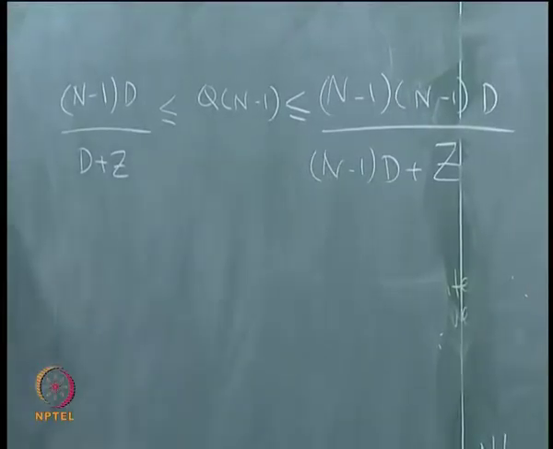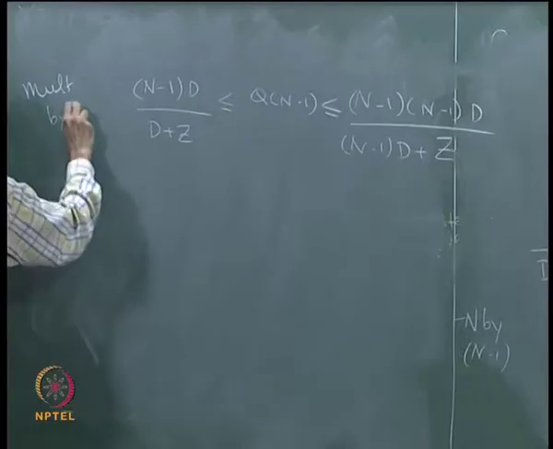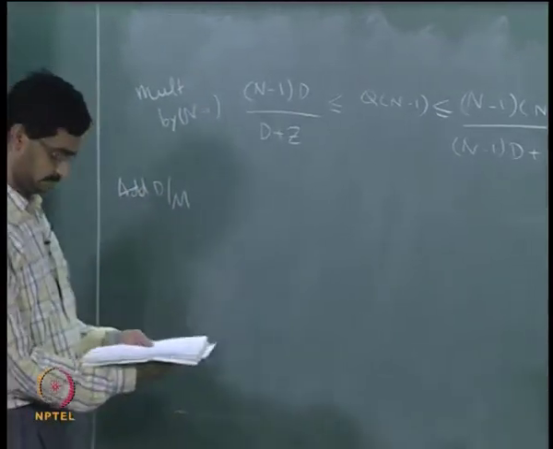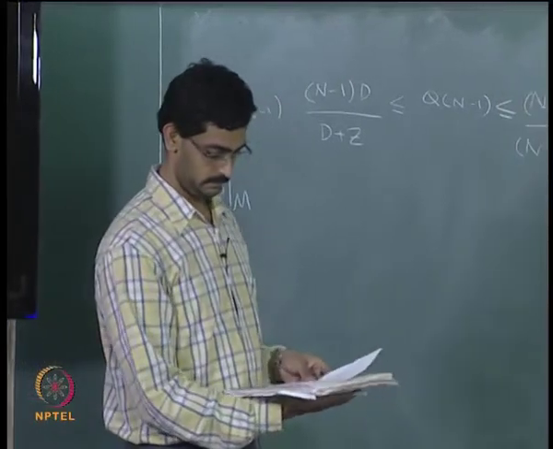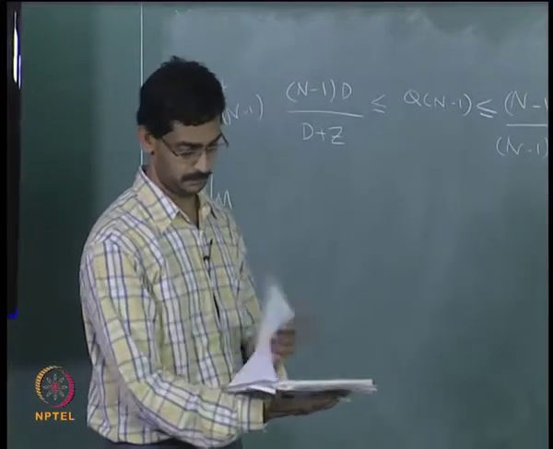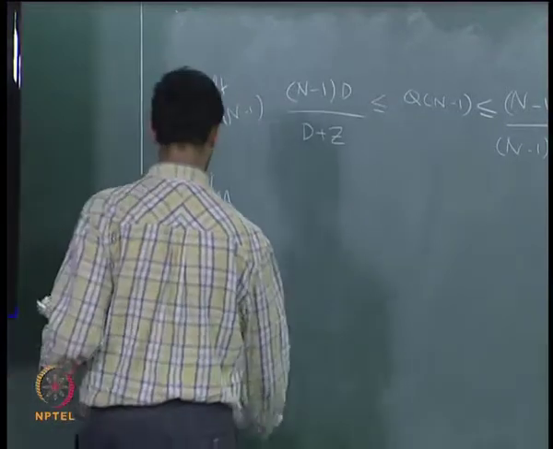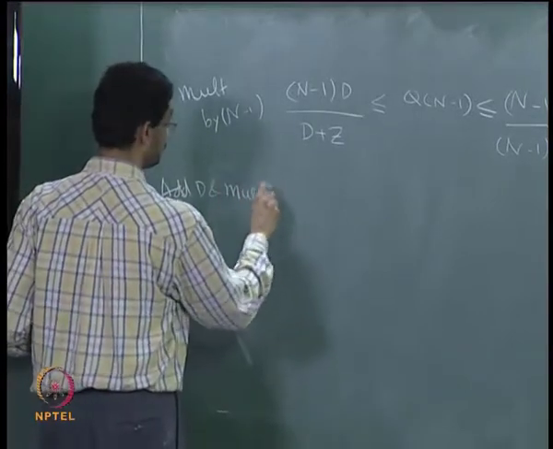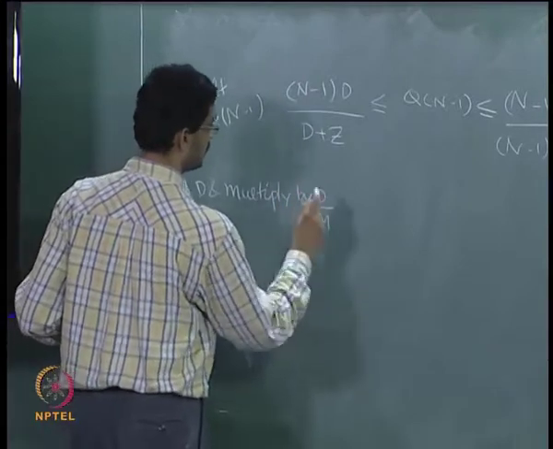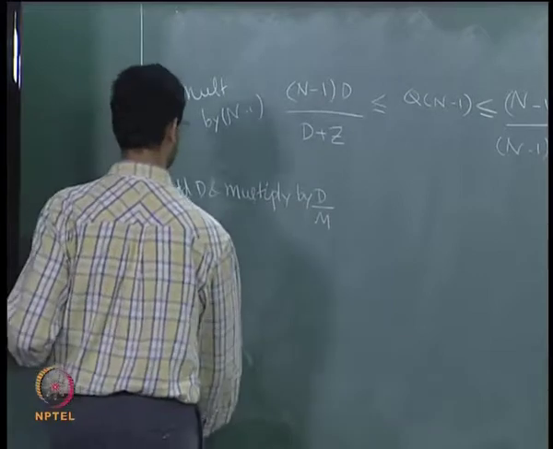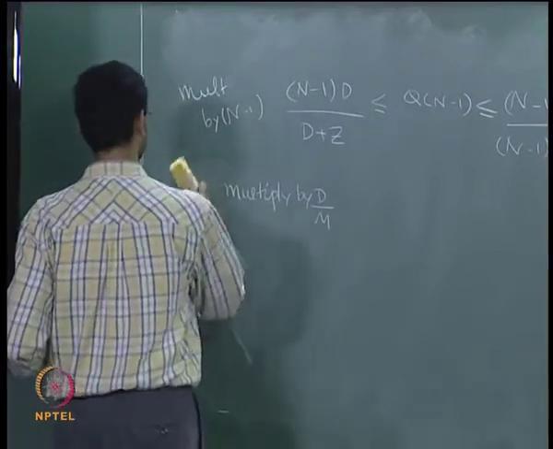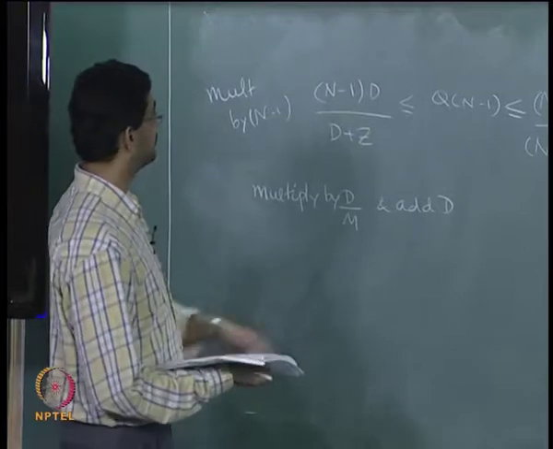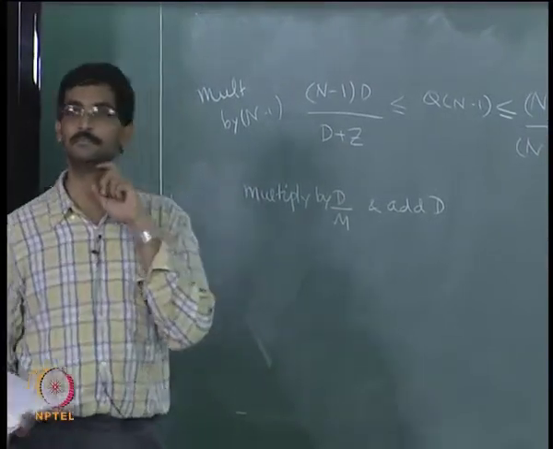So here you multiply by, now you add d by m. Sorry, add d and multiply. So multiply first everything by d by m, then simply add d for this entire expression.